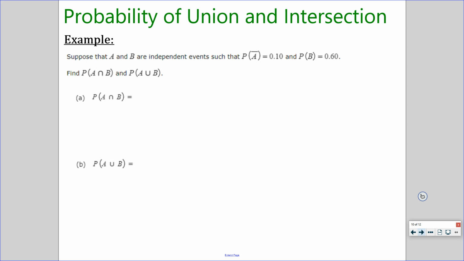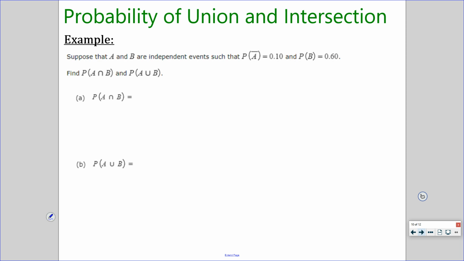Dependent would be if we don't replace it. So what I draw, now my probability of the second event depends on what card I drew and did not replace. So for dependent events we have to factor in the conditional probability, but here they're independent. The probability of A not happening is 0.1, and the probability of B happening is 0.6. Find the probability of A intersect B, or now we can think of this as A and B. Also find the probability of A union B, or A or B is how you could read that.